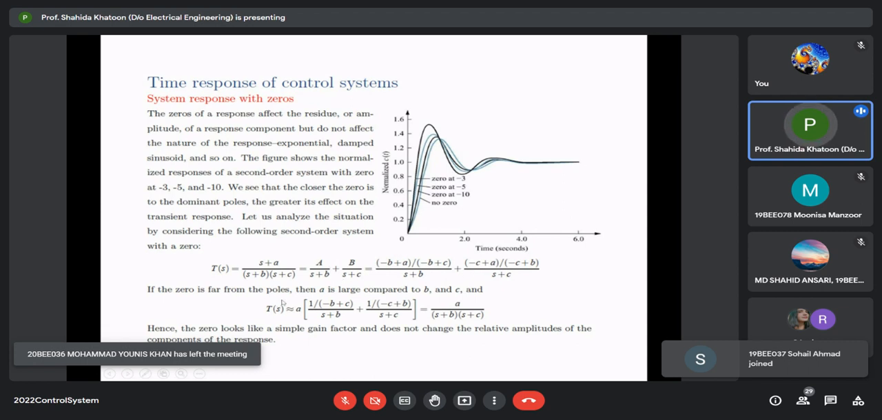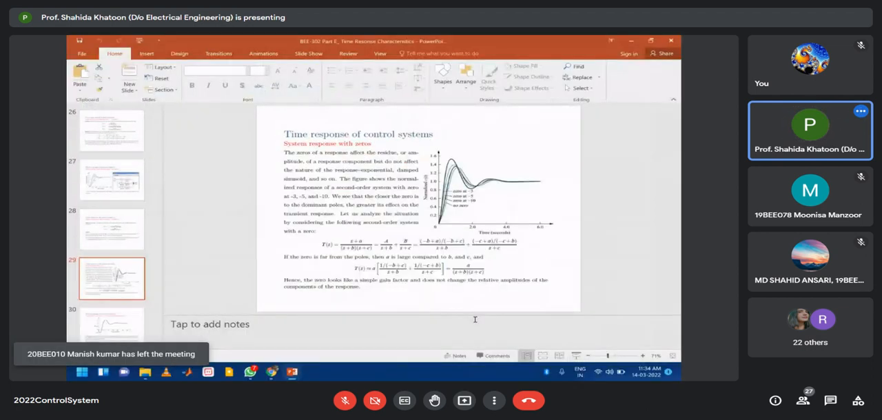And if the zero is far from the poles, then a is larger as compared to b and c. In that case, you can approximate this as a upon (s plus b)(s plus c), and the zero looks like a simple gain factor and does not change the relative amplitude of the components of the response. So please draw this diagram and write these expressions. I'm giving you some time.